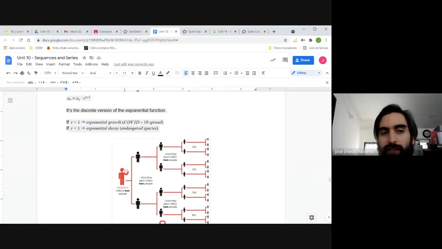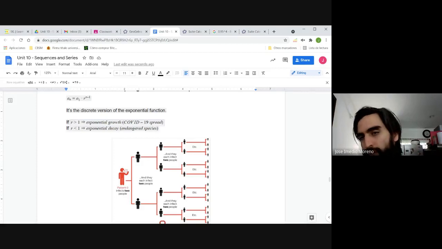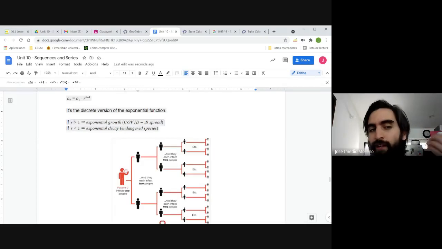If R is just 1, we would be multiplying by 1 all the time, so we will just have a flat line. So that's no longer an exponential pattern. So that's why we don't consider r equals 1, because that's not a case of exponential growth or decay. It's not a geometric sequence if r equals 1.